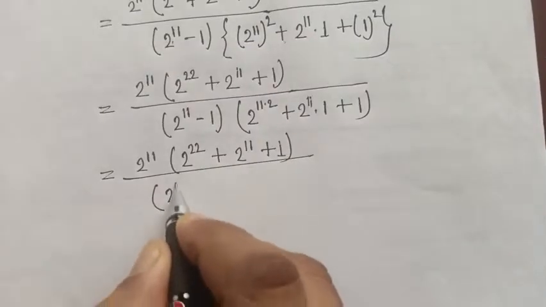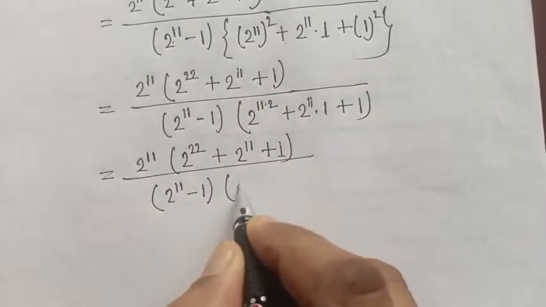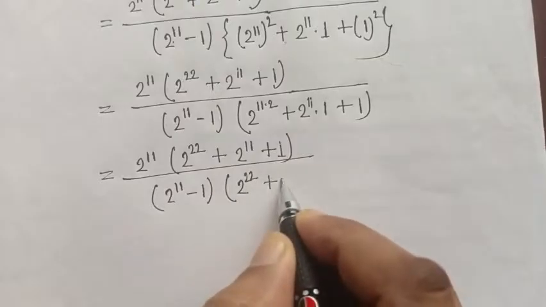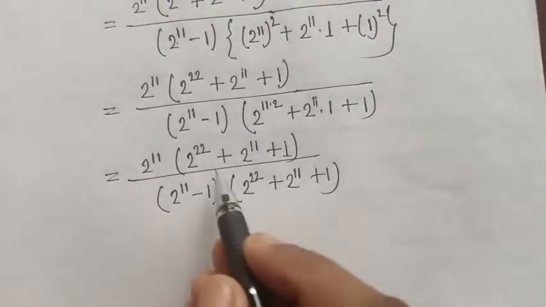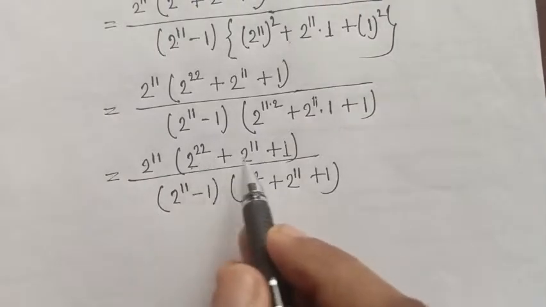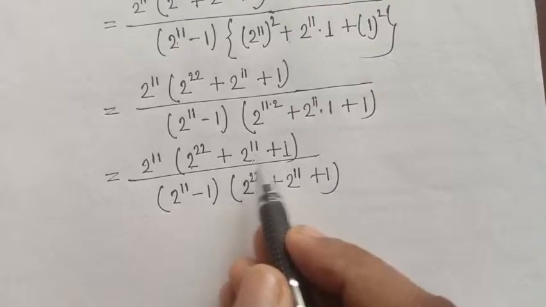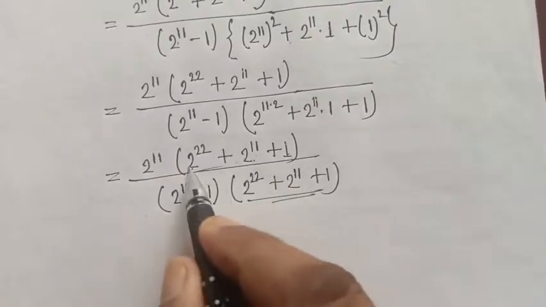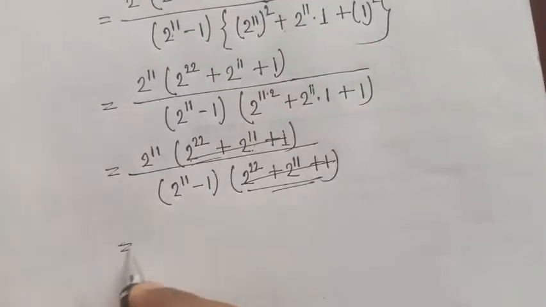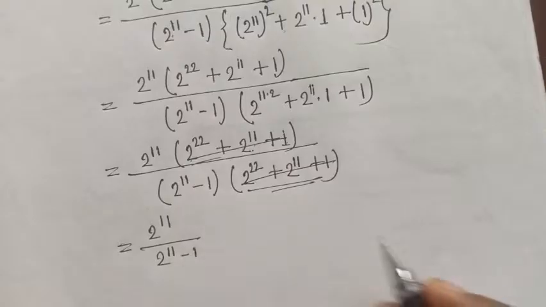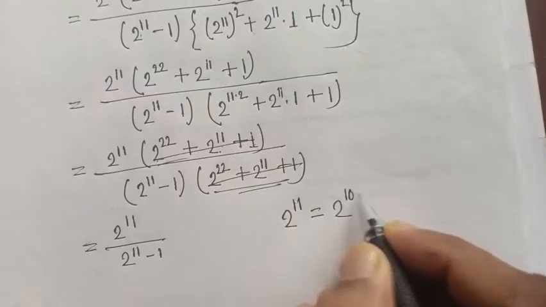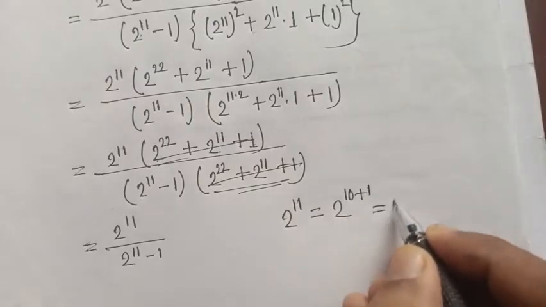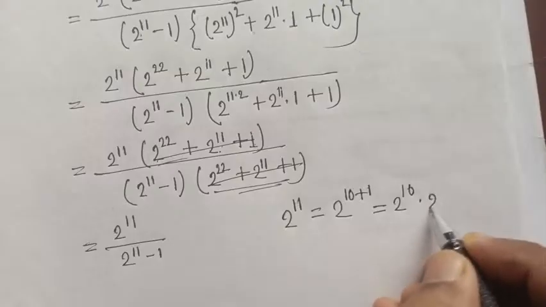Now we can write 2 to the power 11 minus 1 and that will be 2 to the power 23 plus 3 to the power 11 plus 1. So we are getting the main part here, that 2 to the power 22 plus 2 to the power 11 plus 1, and here the same. So this part will be cancelled. So we get the value 2 to the power 11 by 2 to the power 11 minus 1. So now we can write 2 to the power 11 as 2 to the power 10 plus 1. So we can write 2 to the power 10 or 2 to the power 1.